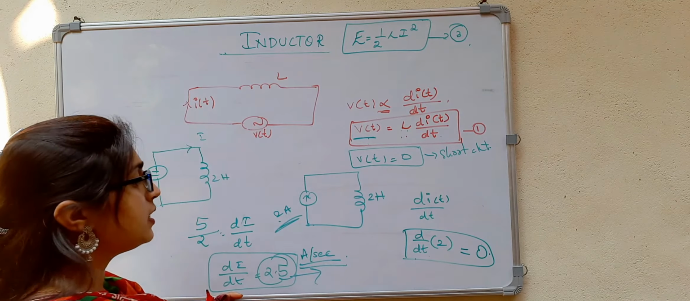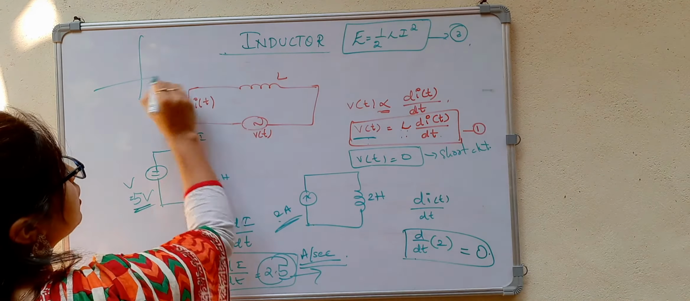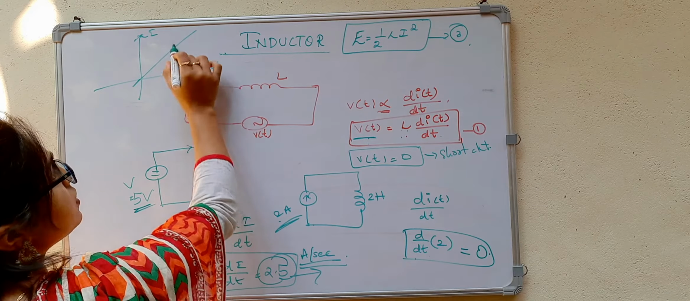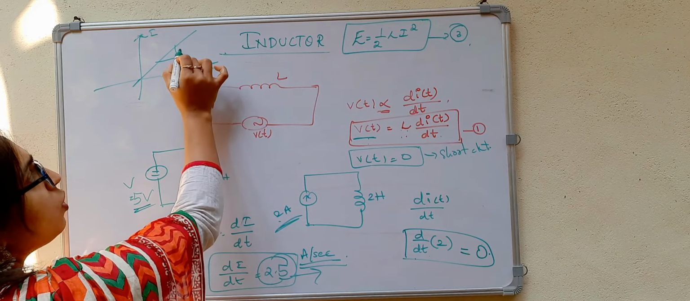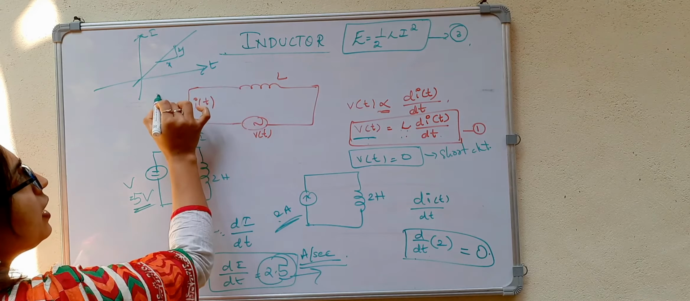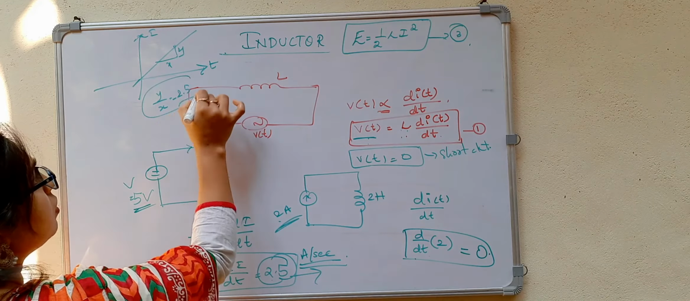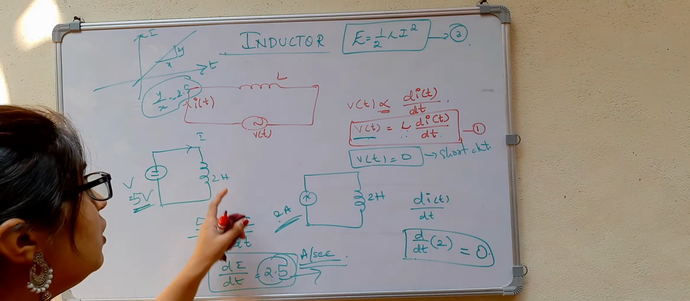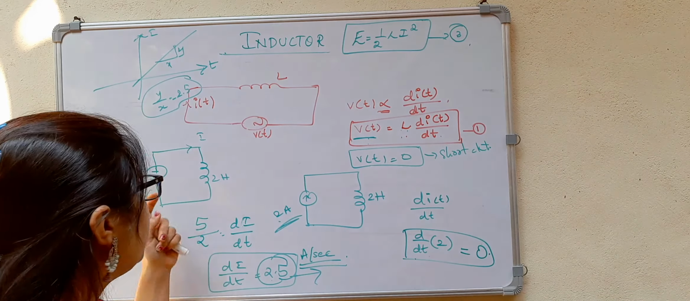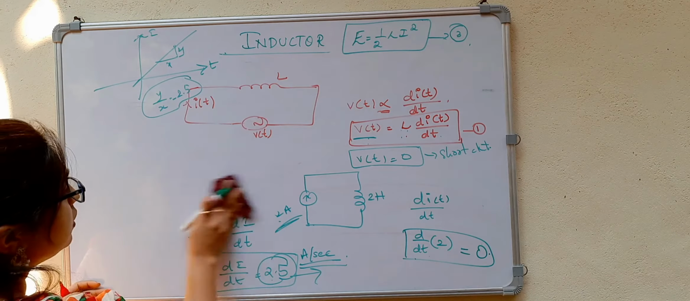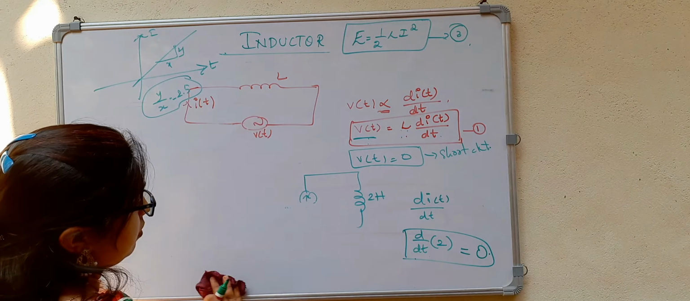Ampere per second. So if we draw the characteristics, that is I versus t, then you will get a straight line which has a constant slope. So y by x will always be equal to 2.5. This is like when a constant voltage source is connected to the inductor. Now let us consider inductors in series.